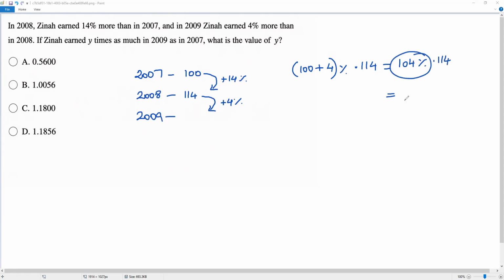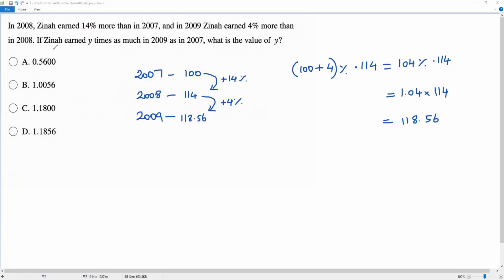When I get the decimal form of this one, I am getting 1.04 times 114. When I multiply 1.04 and 114, I am getting 118.56. Here, when I increase this value 114 by 4%, I am getting 118.56. So this is the earning for 2009.